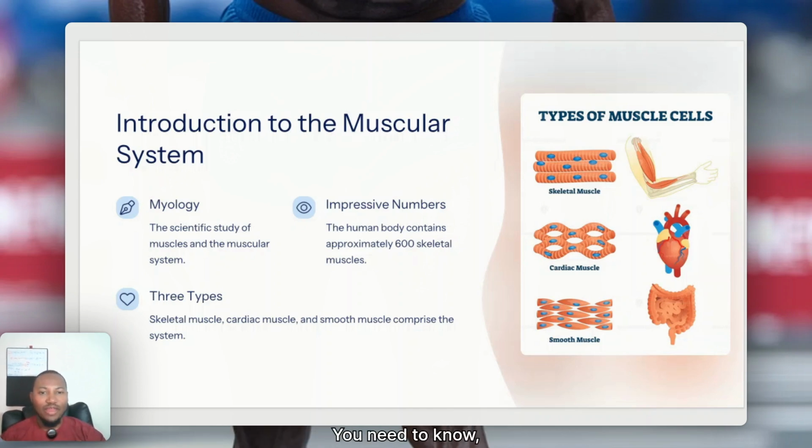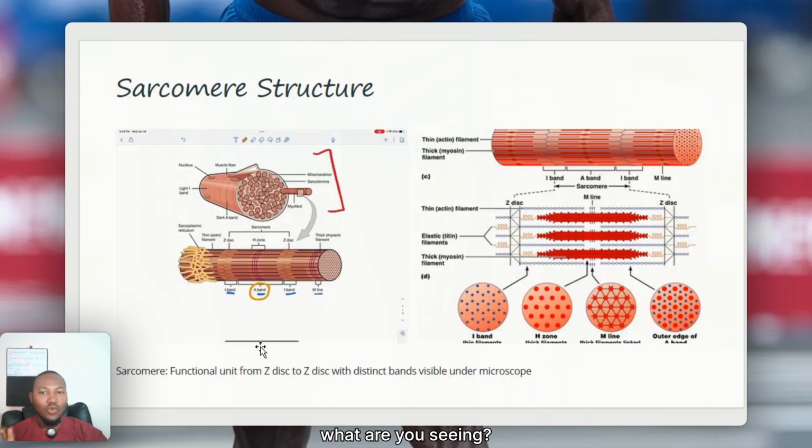Also, you need to know very importantly that there are approximately 600 muscles in the human anatomy. If you look at the picture here, you see the skeletal muscle arrangement, the cardiac muscle arrangement, and the smooth muscle arrangement. Looking at this diagram, what are you seeing? That's the question. What do you see from this diagram?